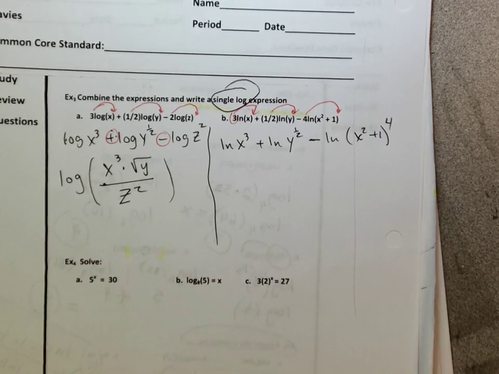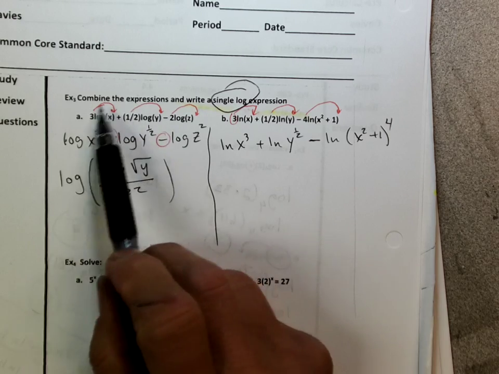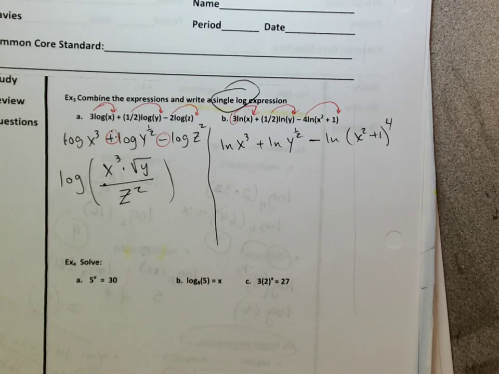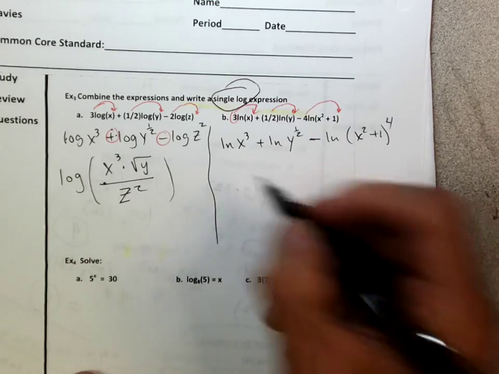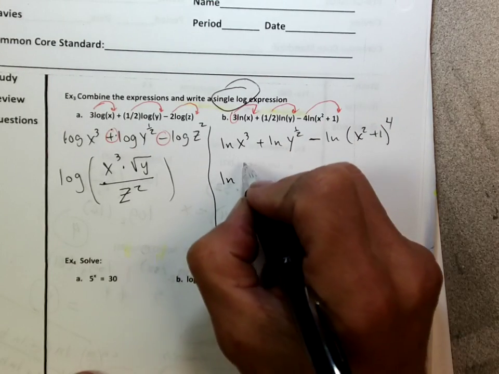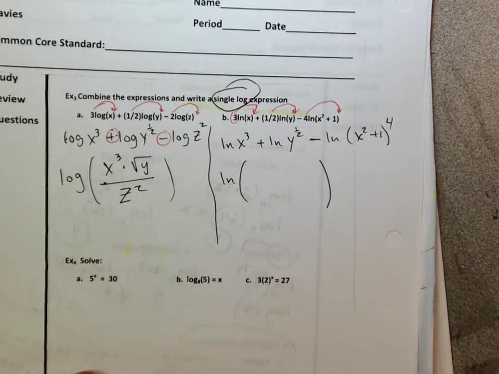So the first step I have to do is bring back in the exponents. The exponents got floated down originally. I need to bring them back in. Now I need a single log, so I'm going to write ln of, well, what goes inside the parentheses, right?